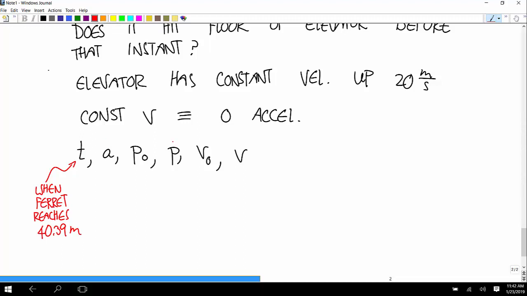We're trying to find the position at that instant. We're trying to find the height of the floor of the elevator at that instant. What's the height of the floor of the elevator at time equals 0? The height of the ferret was 20 meters. The floor is 0.75 meters below that. So this is 19.25 meters.